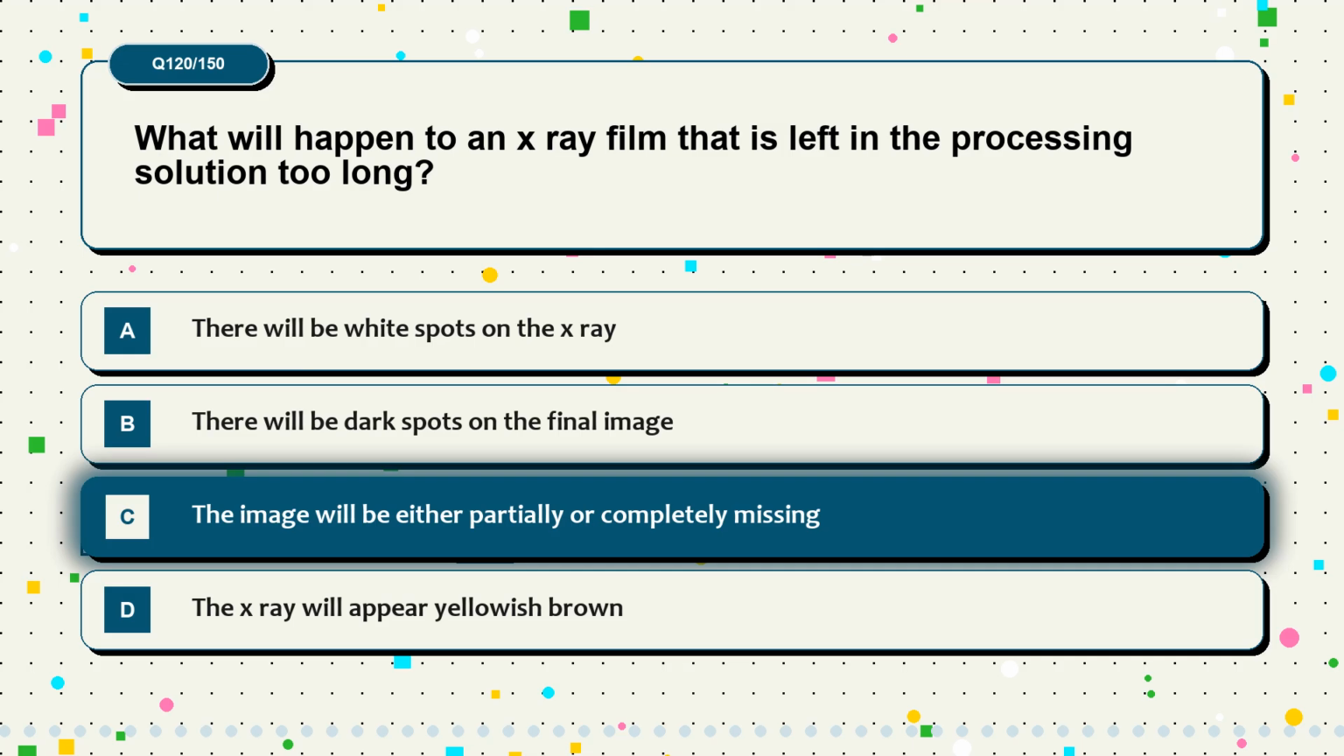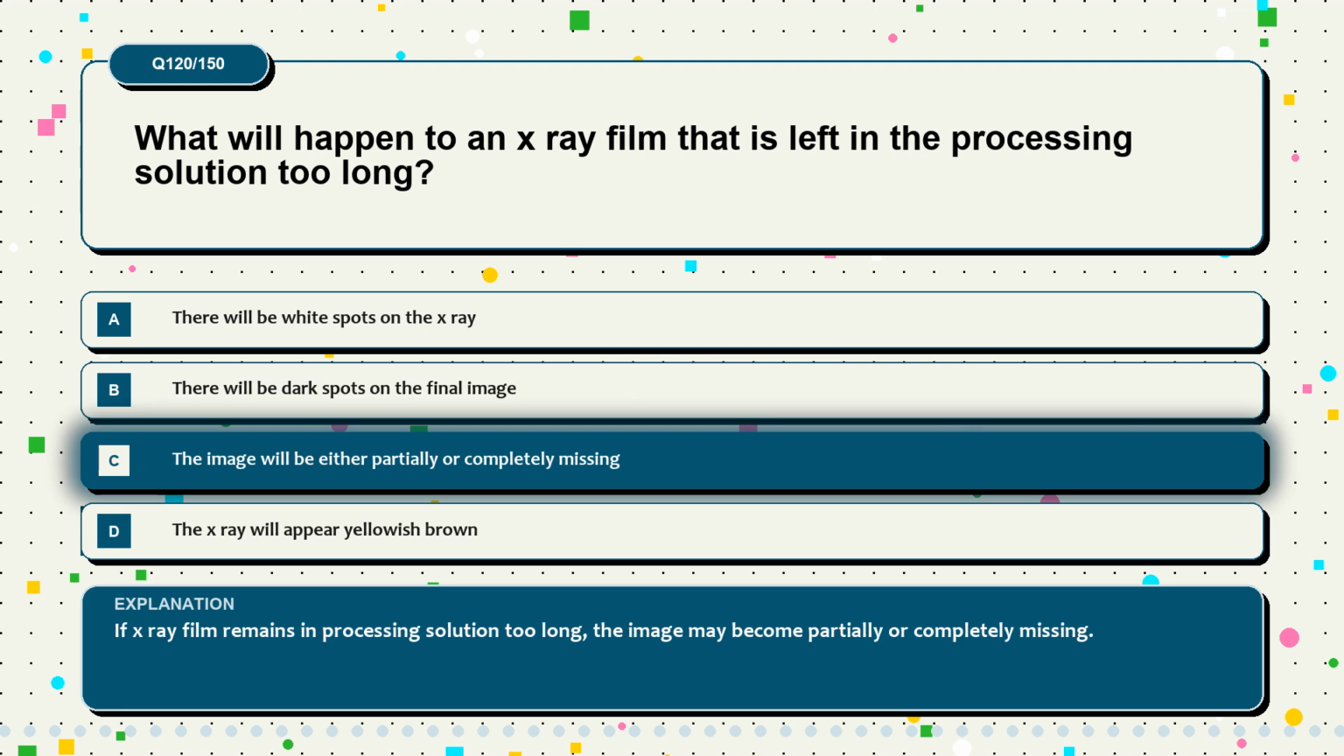The correct answer is option C. The image will be either partially or completely missing. If X-ray film remains in processing solution too long, the image may become partially or completely missing.